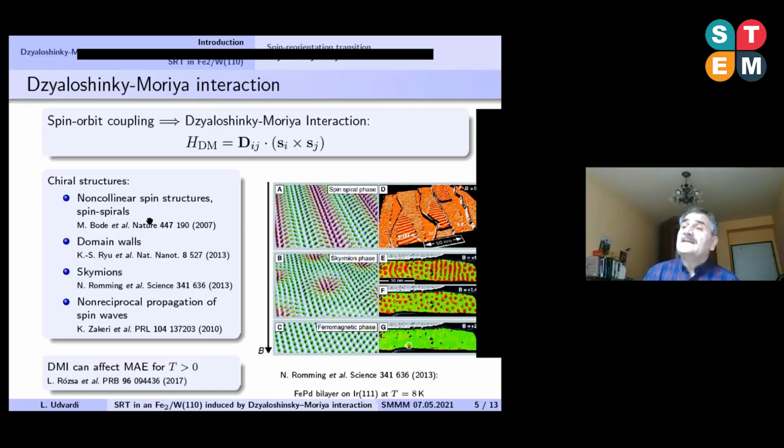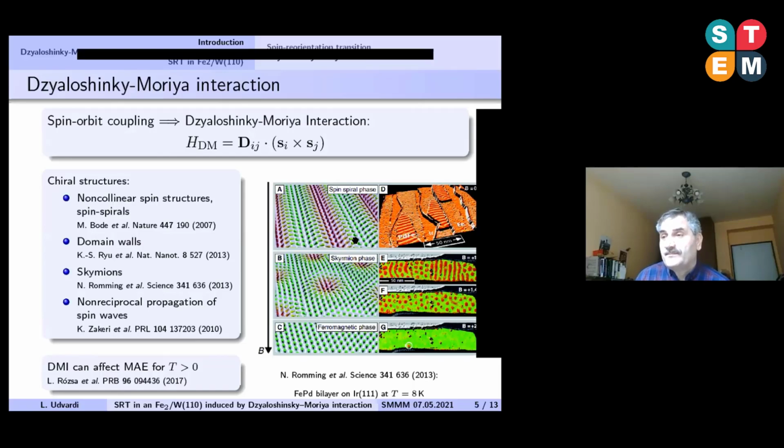For example, it can decrease the energy of the spin spiral, and the spin spiral state can be the ground state of the system. Or when we have a domain wall, it determines the orientation of the domain wall. And it's one of the most important things that in the presence of the Dzyaloshinskii-Moriya interaction, we can have skyrmions. I think magnetic skyrmions were first detected in manganese silicide in a bulk system, but they are also present in thin film systems.